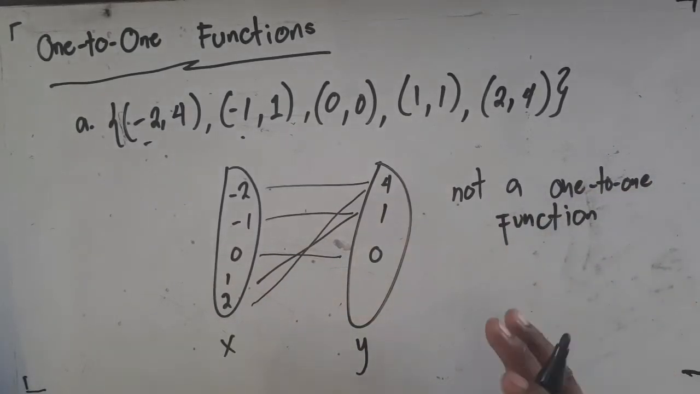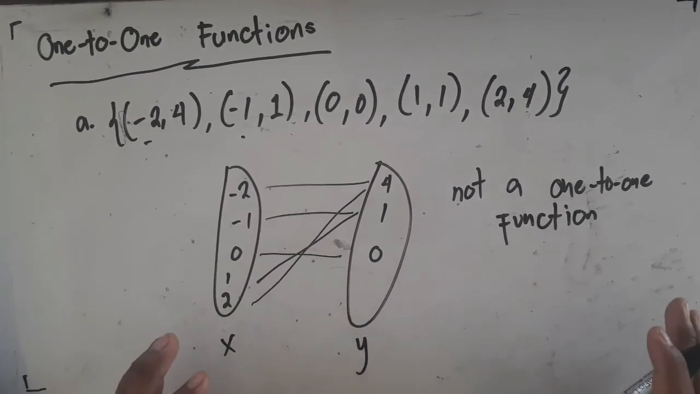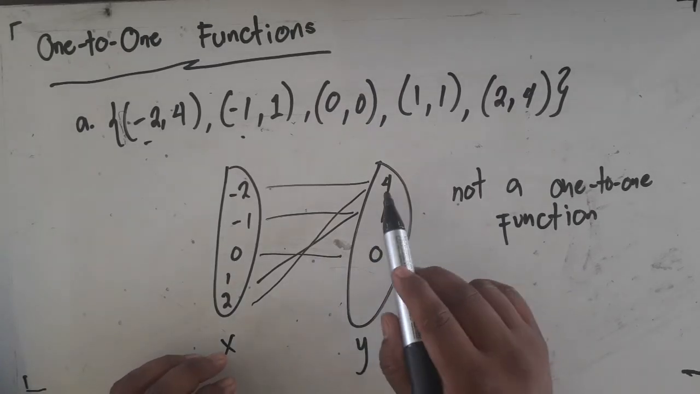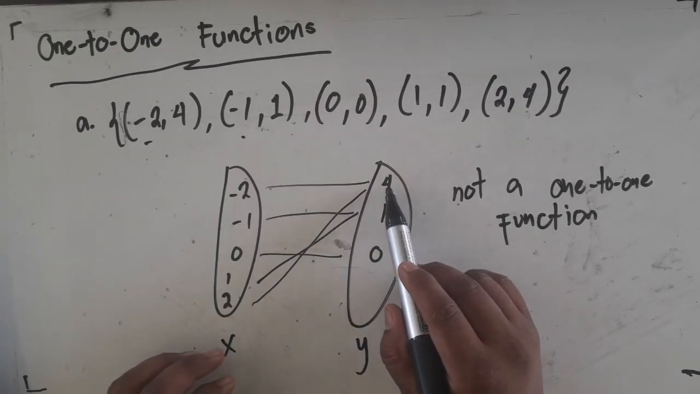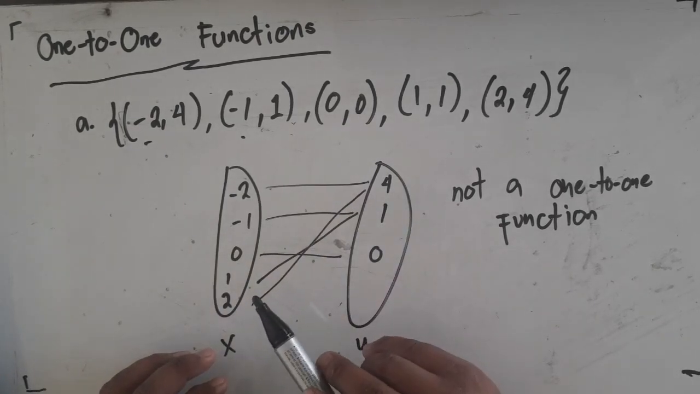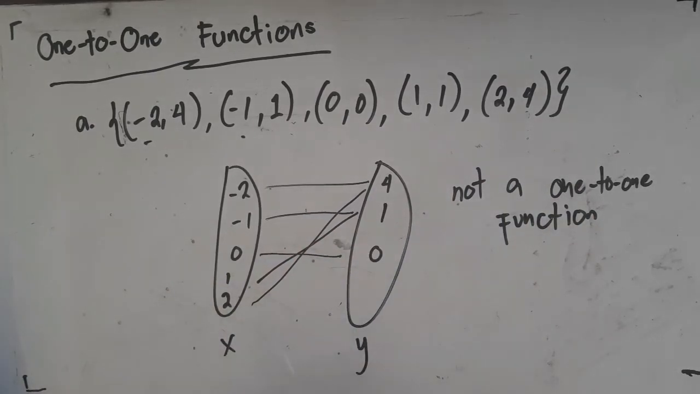You can see the diagram clearly, right? There is a big difference between the illustration of a one-to-one function and not a one-to-one function. You can clearly check that 4 has more than one pair in the domain. So therefore this is not a one-to-one function. The same with 1.